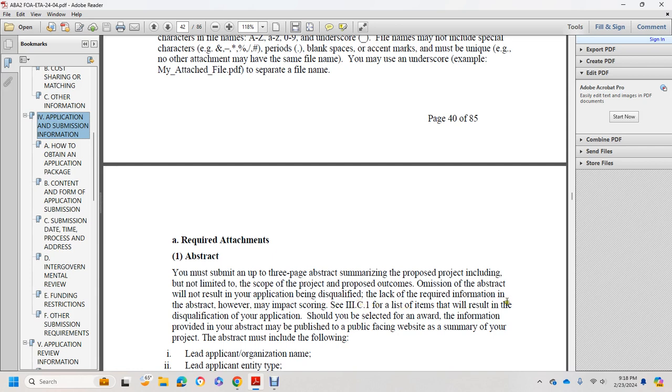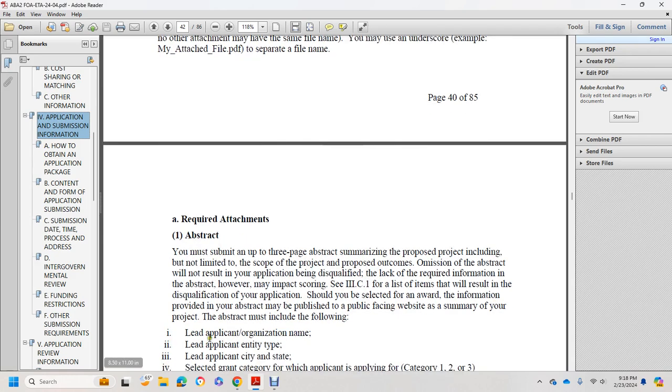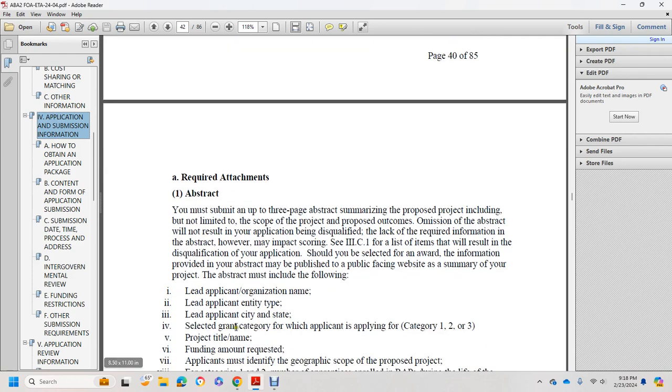See C1 for the list of items that will resolve the disqualification of your application. Should you be selected for an award, the information provided in the abstract will be published to a public-facing website as a summary of your project. The abstract must include the following: lead applicant and organization name, lead applicant organization type, lead applicant city and state, selected grant category for the applicant, category 1, 2, or 3, project title, and the funding amount requested.